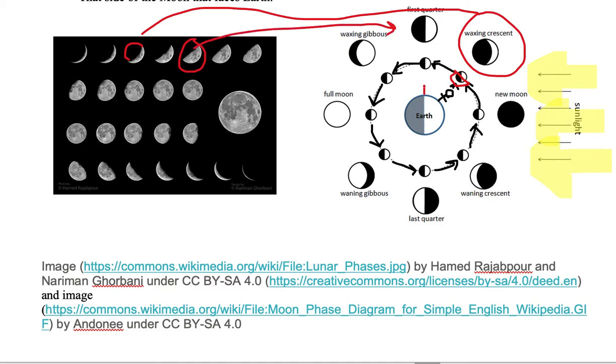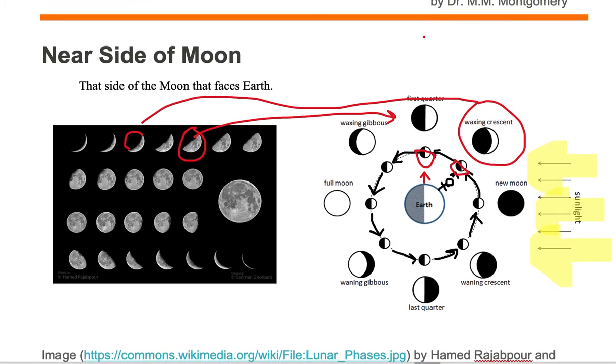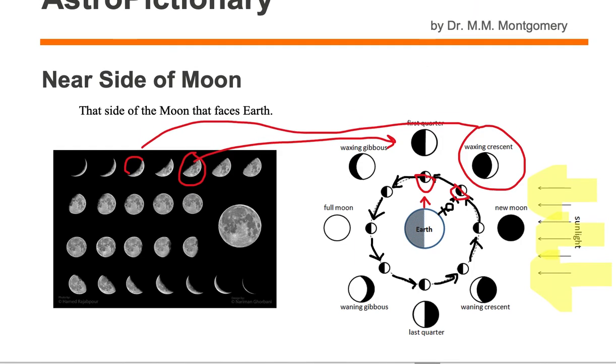You are here on Earth looking up at the near side of the moon, which is that half of the moon that's facing you. The right-hand side is completely lit up, whereas the left-hand side is in the dark. So all of what we see of the moon phase is the near side, but of the near side, we're only looking at a portion that is lit and a portion that is dark.